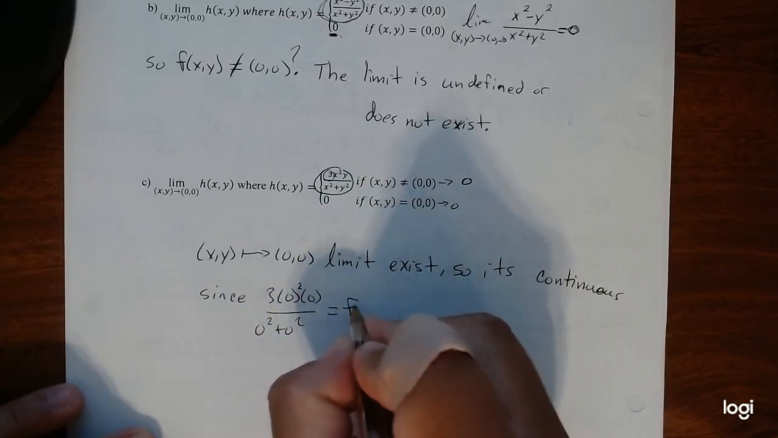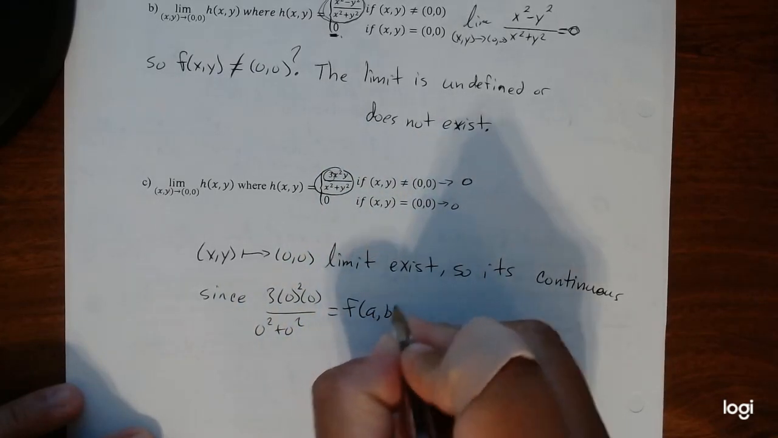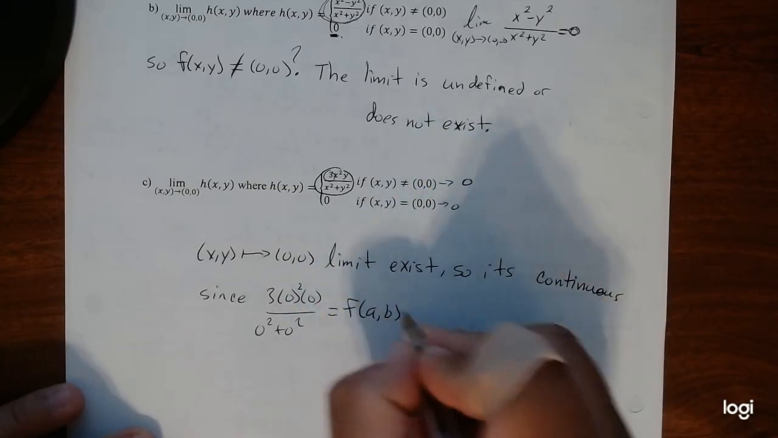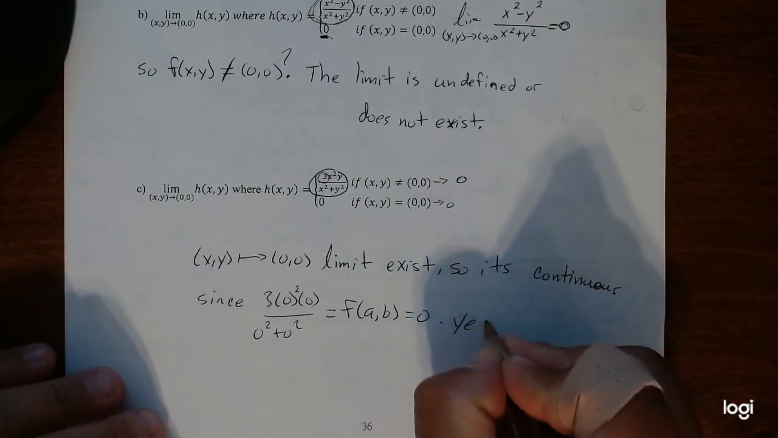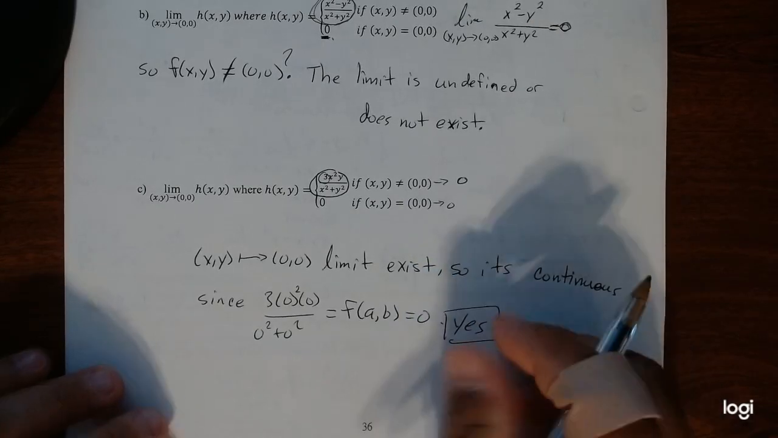Since the limit does give me f of a, b. Or, the limit, I messed up a little there. So this is a yes. So it is continuous.